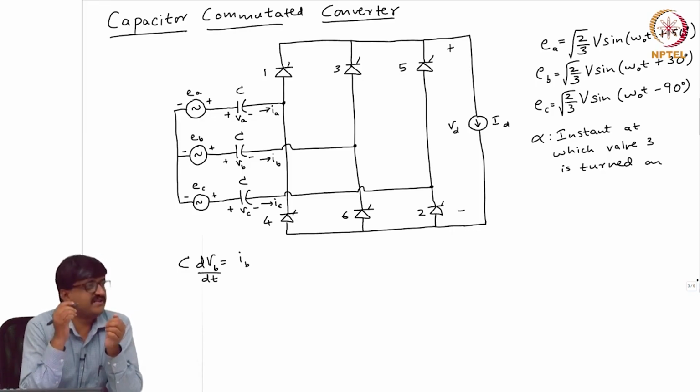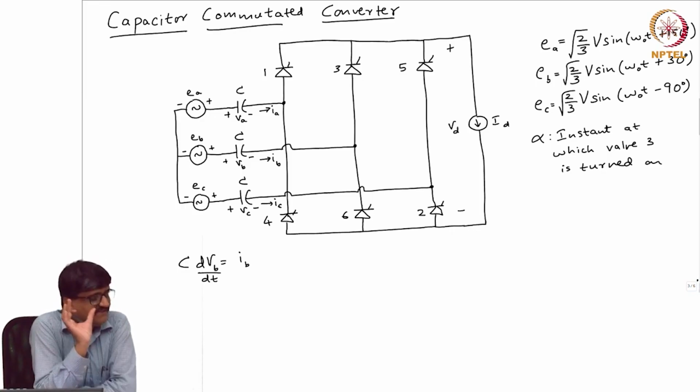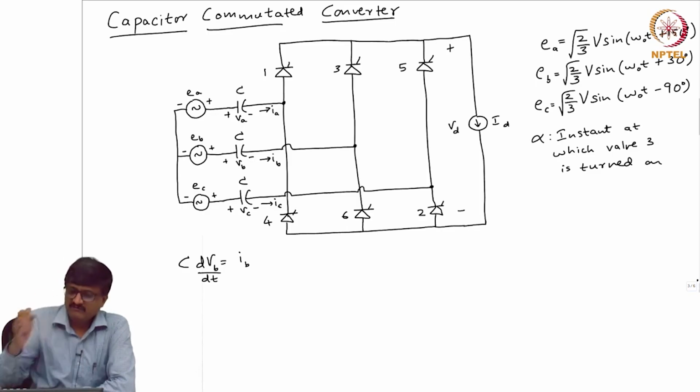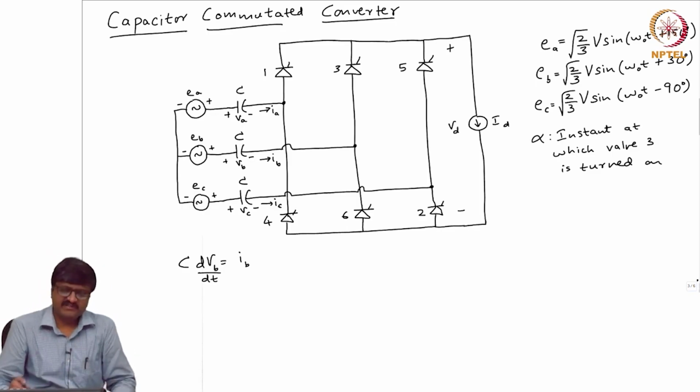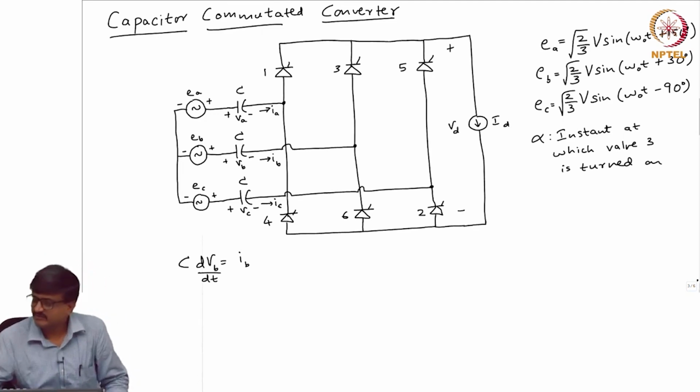Now, when is commutation a problem? Inverter operation is the operation for which the commutation margin angle will be small. So we will see that for inverter operation, having a capacitor on the AC side will help. Okay, so let us see how it helps.